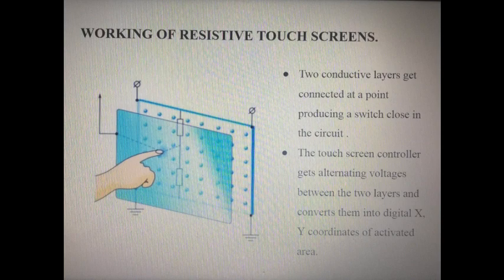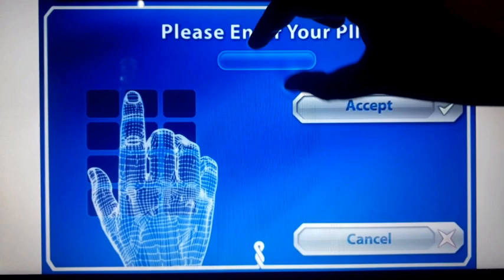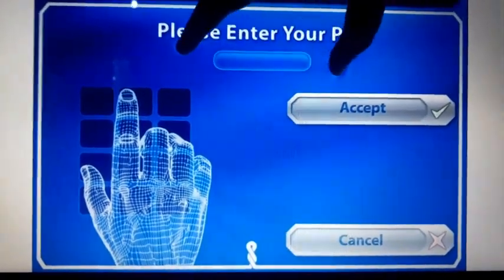The touchscreen controller gets the alternating voltages between two layers and converts them into the digital X and Y coordinates of the activated area. After this, a special software driver translates the touch into something that the operating system can understand. Screens were very dominant before 2010 and were a low-cost solution in many touchscreens. Yet it has disadvantages like being impossible to look at in the presence of sunlight and not being able to zoom on the screen since it does not support multi-touch.